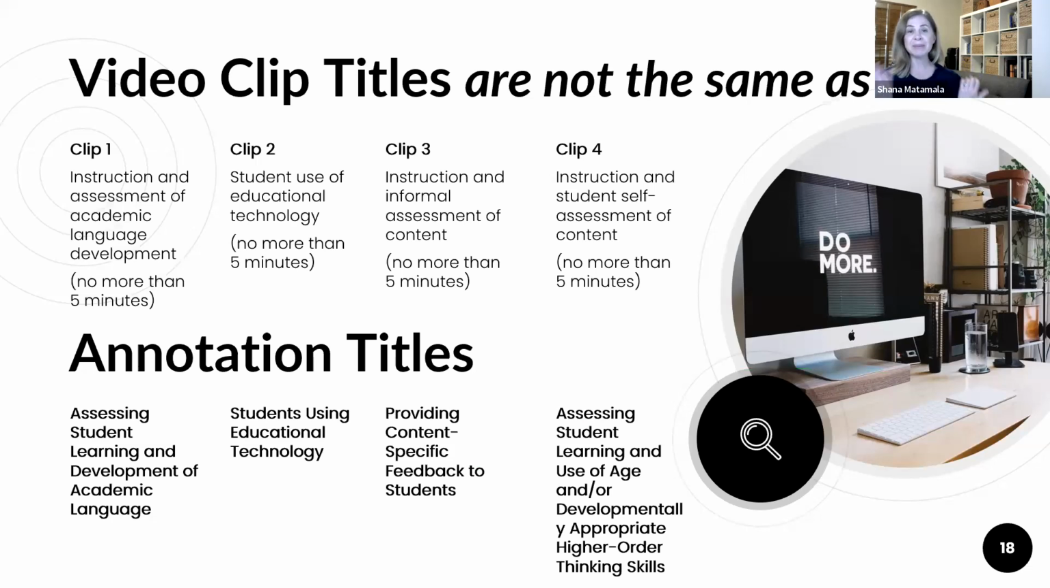So then you're going to click on maybe minute one. That's when students are using educational technology. So I'll click on minute one, and I'll be able to code that annotation title, and it will mark it for me. And that's when students are using educational technology. And you want to write a description of what they're doing and a rationale for why you're having them do it. And that's what you'll do in your annotation title. So you'll use all of these annotation titles at least one time, but we recommend that you use them more than once. And you want to use two or three per video clip.